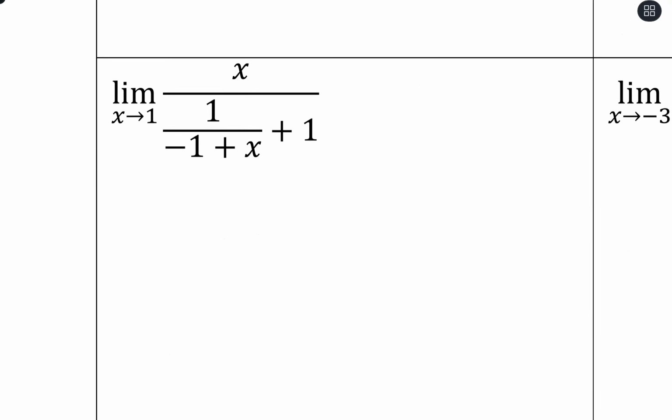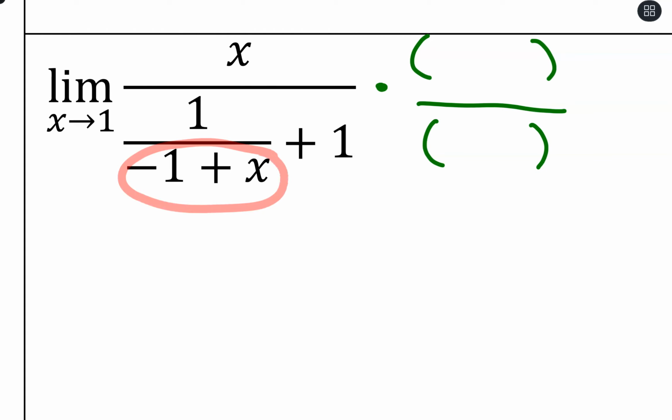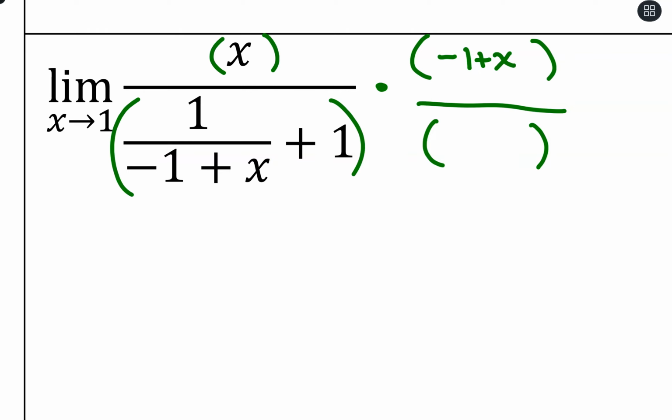Okay, here's a little extra review. We didn't see one of these scenarios, but this will be good practice of what to do when you have a complex fraction like this. What we want to do is multiply the numerator and denominator by the least common denominator, which sounds weird because we have denominators of denominators. What I'm looking at is, in this case, just that -1 plus x. I want to multiply everything in the numerator by that -1 plus x. I want to multiply everything in the denominator by that -1 plus x.